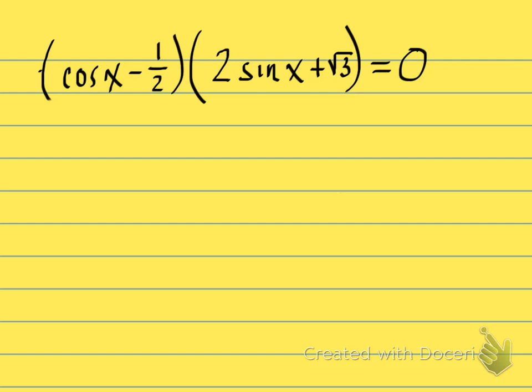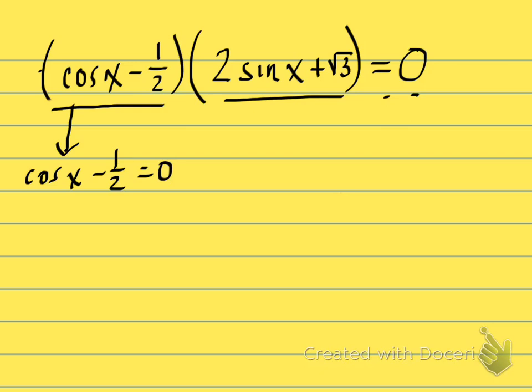For example, in this one, we have a binomial, cosine x minus 1/2, times another binomial, 2 sine x plus root 3, equals 0. And you remember that when two binomials multiply together equals 0, that means that each one of those binomials can be considered to equal 0. So if I took this first one and just wrote that out, cosine x minus 1/2 equals 0. And did the same thing for the other one. 2 sine x plus root 3 equals 0. Now I've got a little bit simpler equations to deal with, don't we? So let's solve this one.